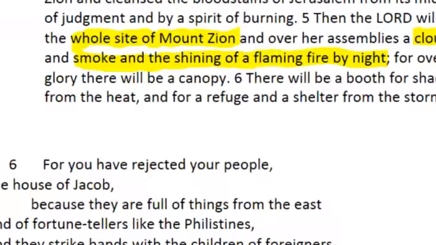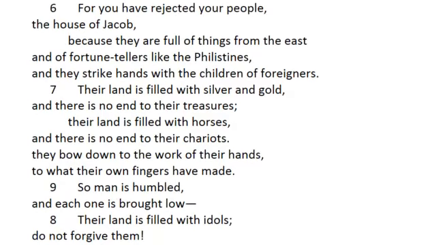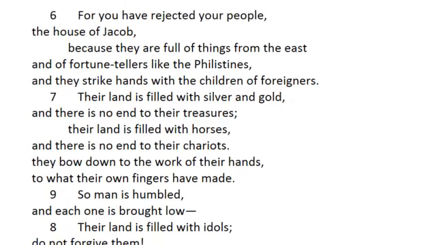This is one where Isaiah is seeing God rejecting the people of Israel, the house of Jacob, and it's interesting to see how and why, because I think you'll understand the structure a little bit better. They are full of things from the east.